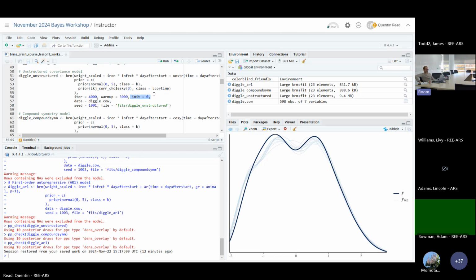So yes, all of this in practice should be red flags of this model being a little bit too complex for the data if you have to do stuff like that. But I wanted to just illustrate how those different covariance structures work. So that's why I did that.